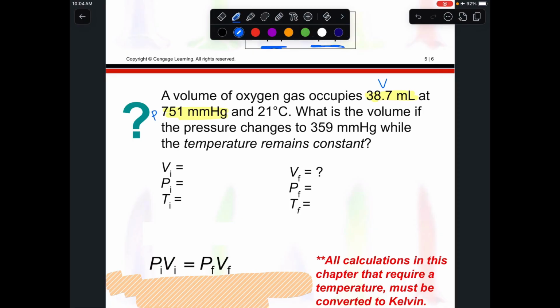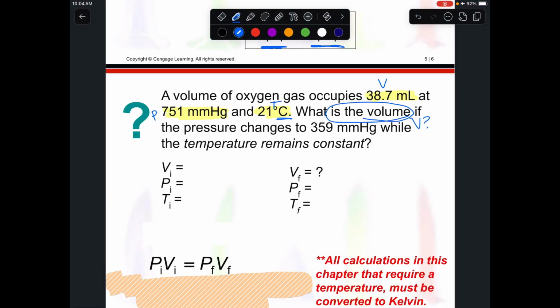So I'm going to go ahead, and that is a temperature, obviously. And remember, we're going to have to change this to Kelvin. We can never, ever, ever use Celsius in this entire chapter. Now, what is the volume? So this is what we are looking for. We are looking for volume.